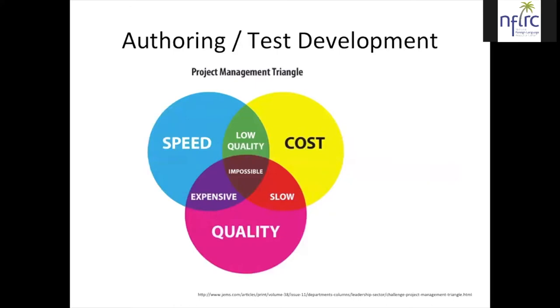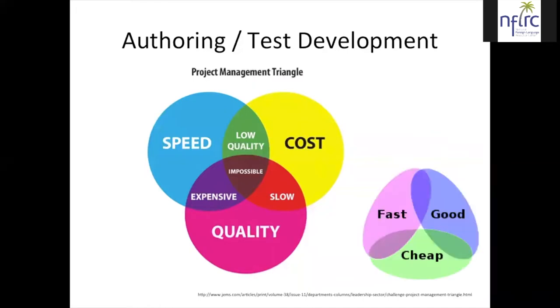However, we can only, in practicality, identify two of these, and so we have to give up one of them. So think to yourself, which one would you care to give up if you were developing a test? Would you like to have a fast test that is low cost, but it may not be high quality, or an inexpensive test that's very high quality, but it's very slow to administer and it takes a long time to score? Another way to look at this is, is it fast, good, or cheap?